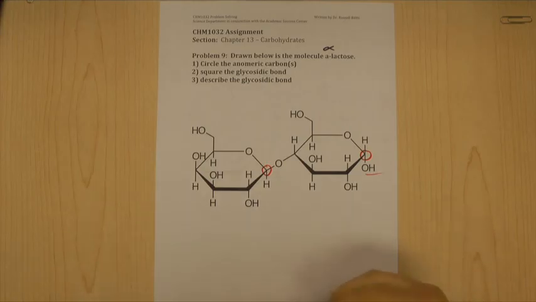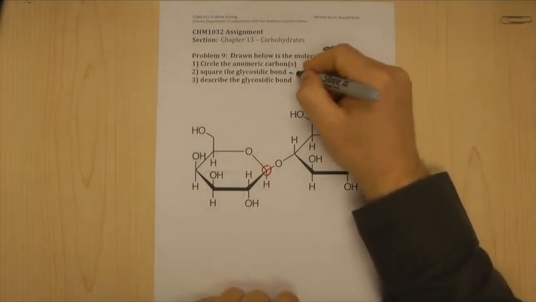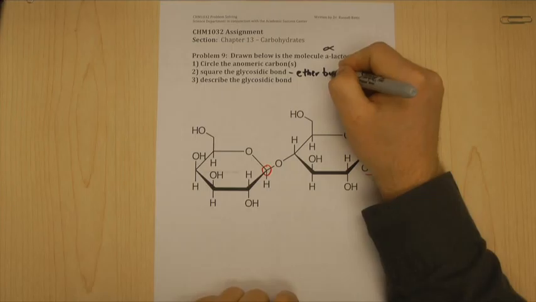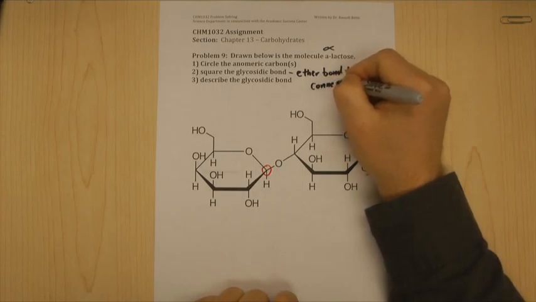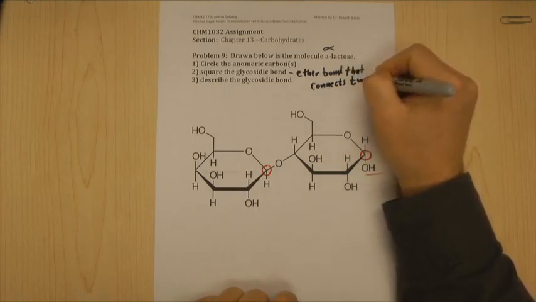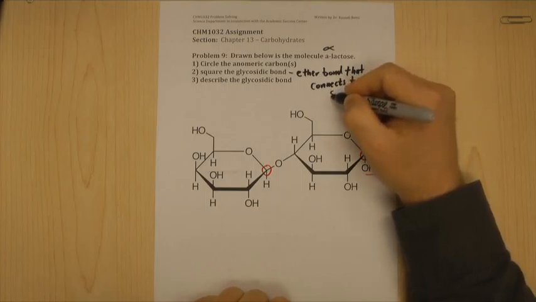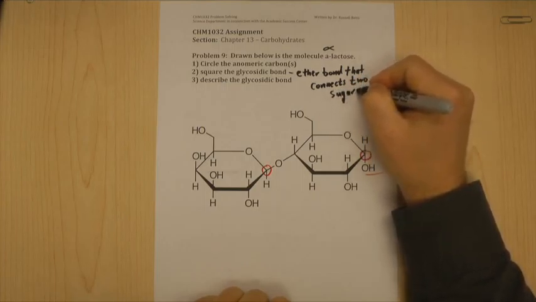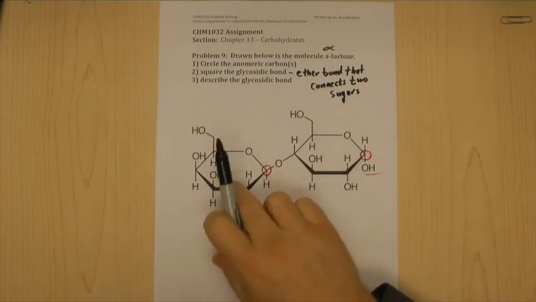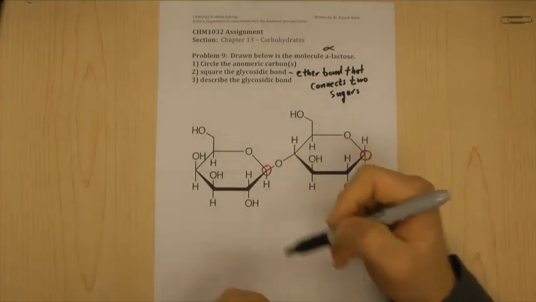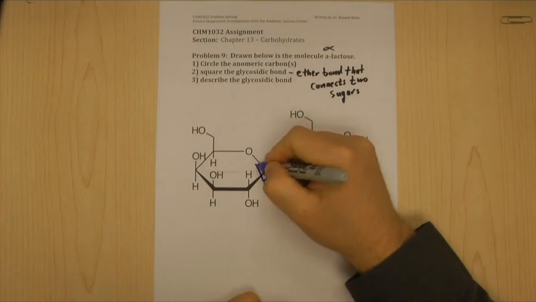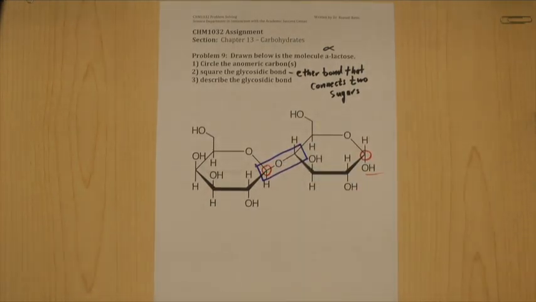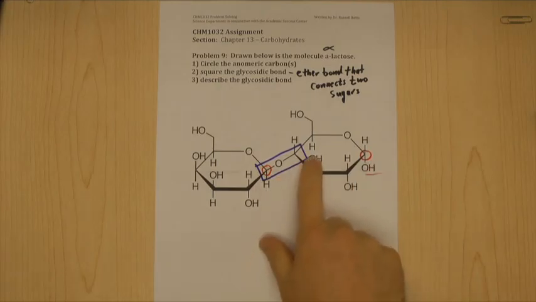Square the glycosidic bond. Now, a glycosidic bond is an ether bond that connects, let's just say, sugars. So here's a sugar, and this is the bond that connects them. So let's put our square, let's get a blue, I guess. It'll be more like a rectangle. There you go. It's more like a rectangle than a square, but you get the idea. Now, that is our anomeric carbons, and this is our glycosidic bond.